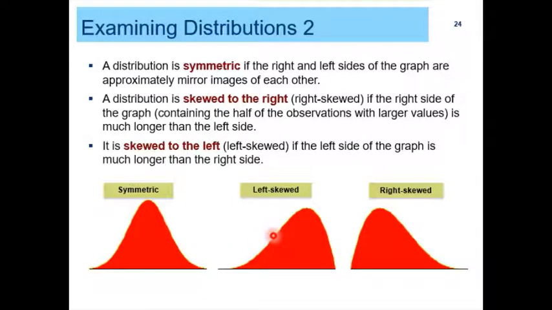Sometimes people get confused between right and left skewed. You can think of skewed as slant. If the slant is here on the left side, it's left skewed. When it's on the right side, it's right skewed. So that's the thing.